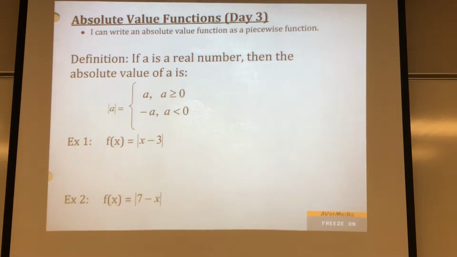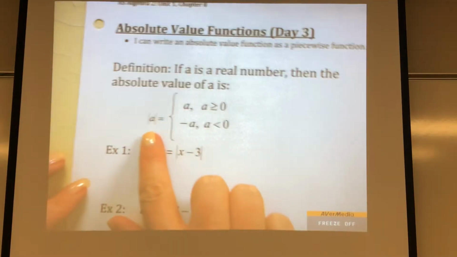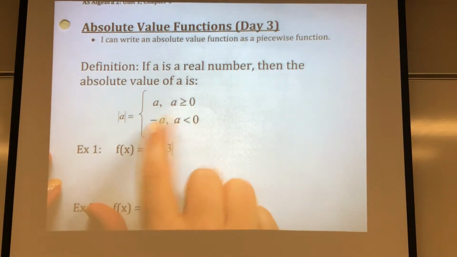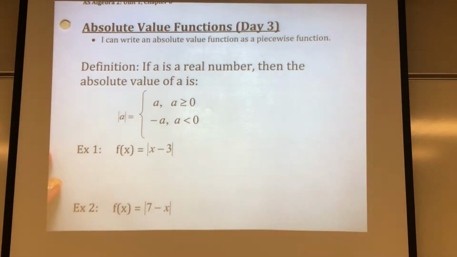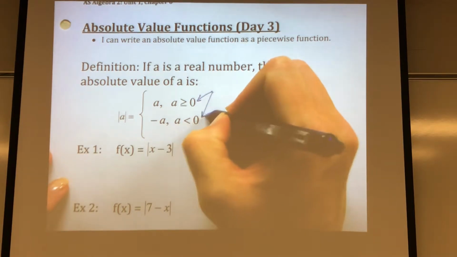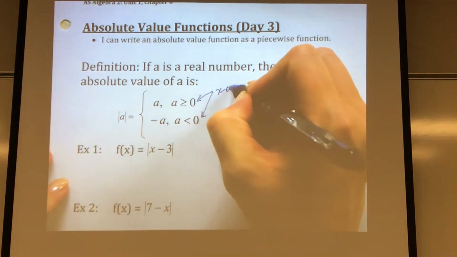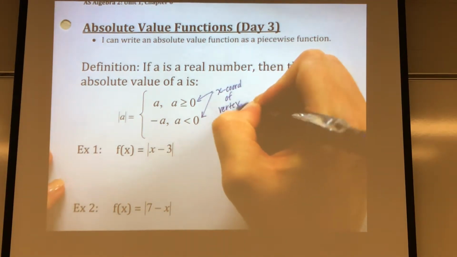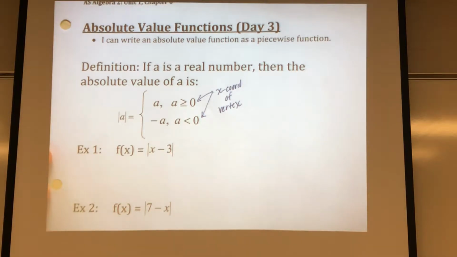So a couple things. We saw this definition when we first started absolute value, that the absolute value can be written as a piecewise where it always will be the positive version when your a is greater than or equal to 0, and it'll be the opposite of it when a is less than 0. This 0 here and here represents the x coordinate of the vertex. So some of the ones that we'll do won't be at 0, 0, they will be shifted left or right. But that number there is always going to be the x coordinate of the vertex.